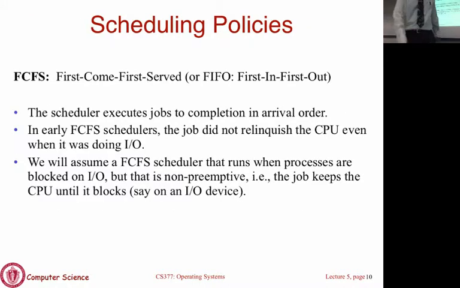So the first policy is the simplest you can think of. First come, first serve, also called FIFO, first in, first out. As the name suggests, first come, first serve simply says just schedule jobs in the order in which they're arriving in the ready queue. If there are multiple jobs queued up in the ready queue, pick the one that arrived first, schedule it. And pick the one that arrived next and schedule it, and so on. So the scheduler executes jobs to completion, in arrival order.